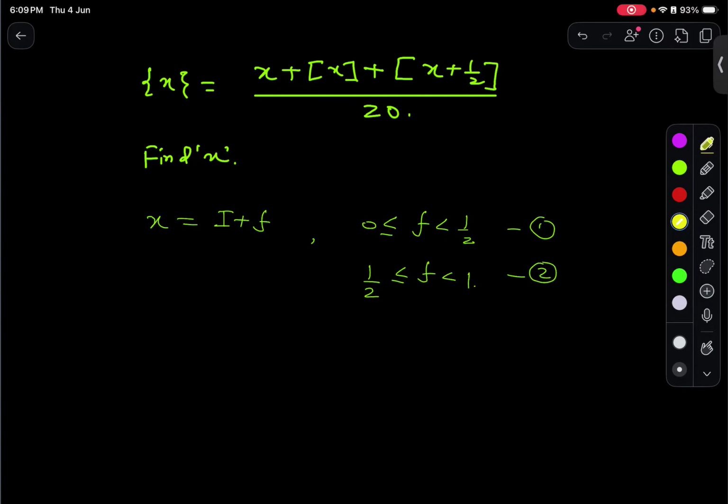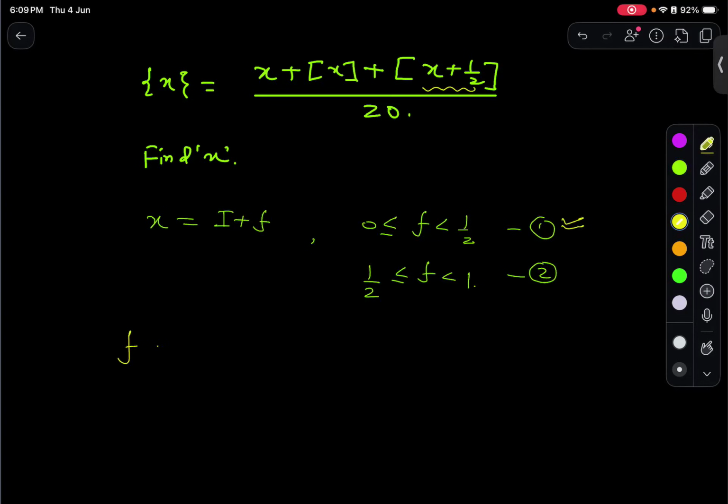So we have to go for two values. One, when the fraction part f is lying between 0 to half, and second, when the fraction part is lying between half to 1. In that case, this number will change itself. That's the reason we have to go for two values. So let's suppose I'm going for the first one. I'm putting I plus f, and in this case the fraction part f is lying between 0 to half.